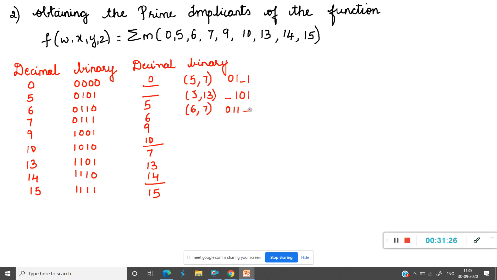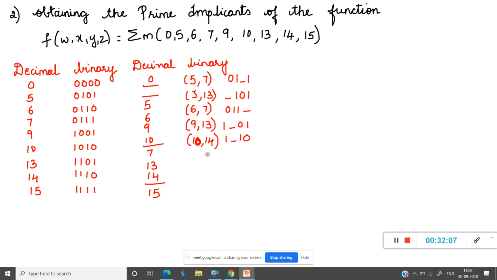0, 1, 1, dash. Can I compare 9 with 13? Yes. 9 with 13 I can compare and I can write it like this: 1, dash, 0, 1. Can I compare 10 with 7? No. Can I compare 10 with 13? No. Can I compare 10 with 14? Just check. Only second bit is different. So 10 and 14 can be compared: 1, dash, 1, 0. Okay, students.